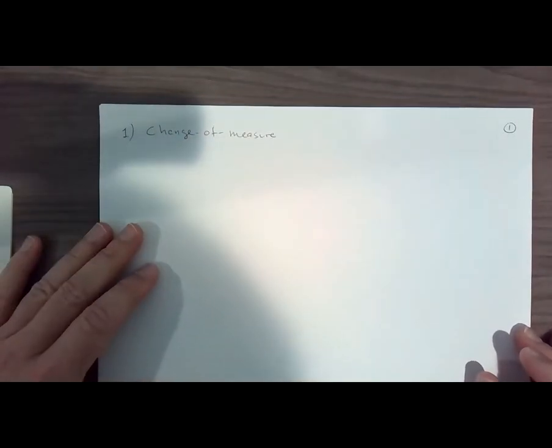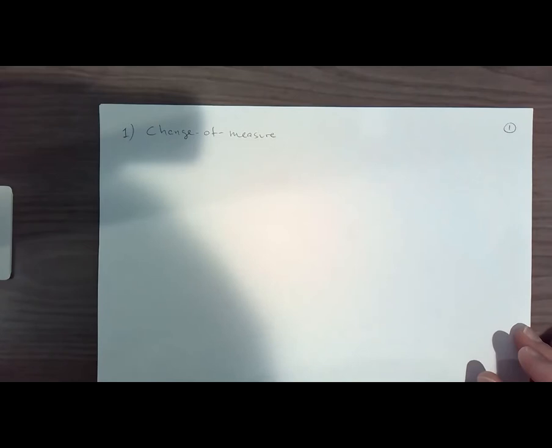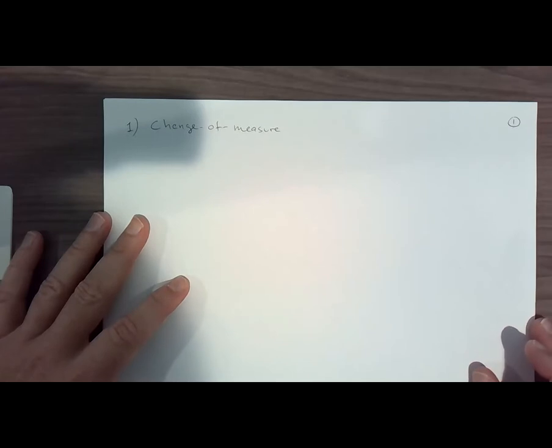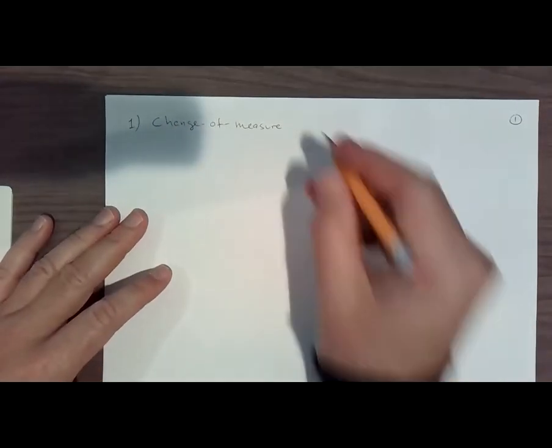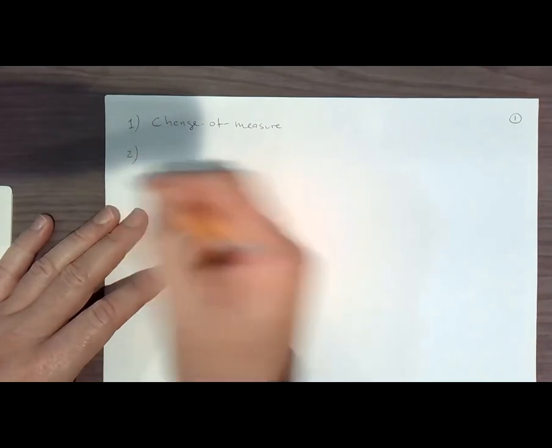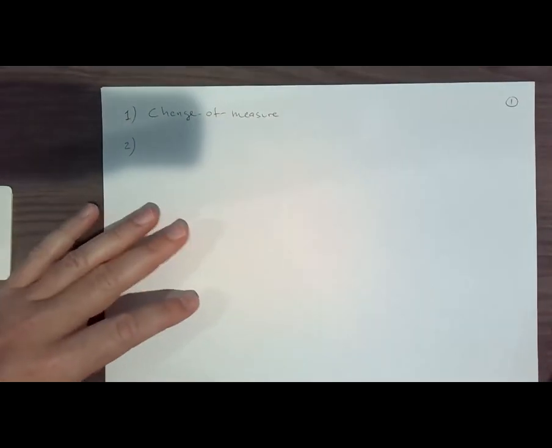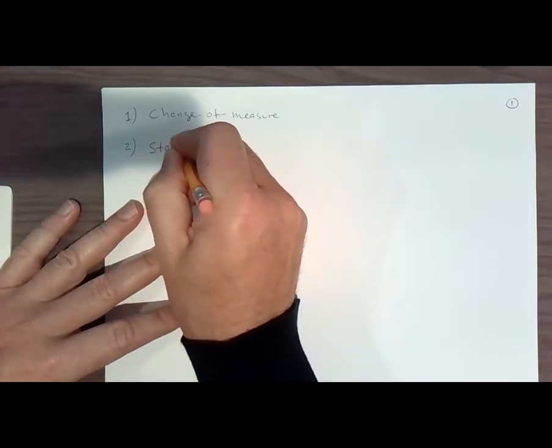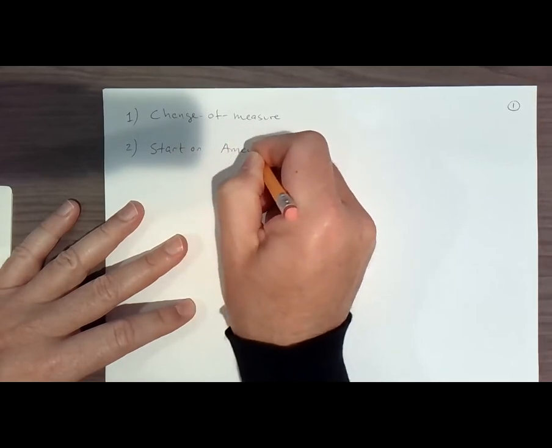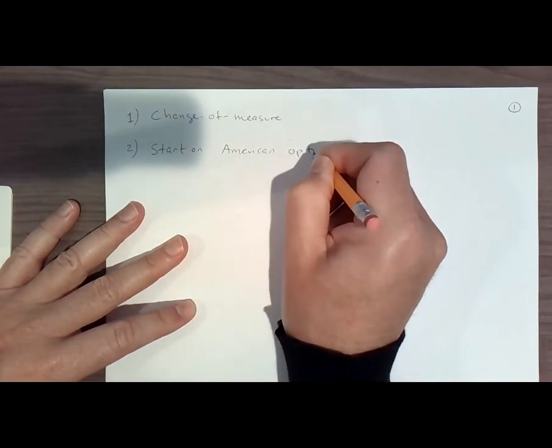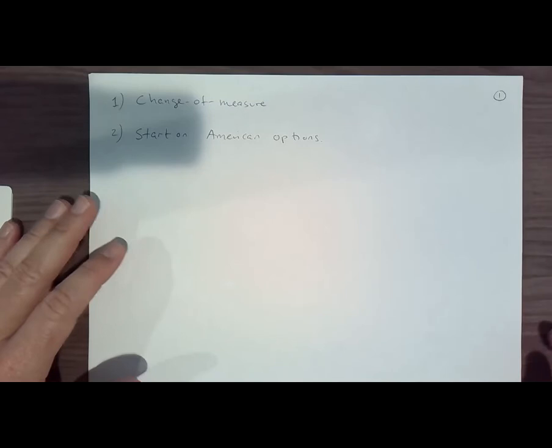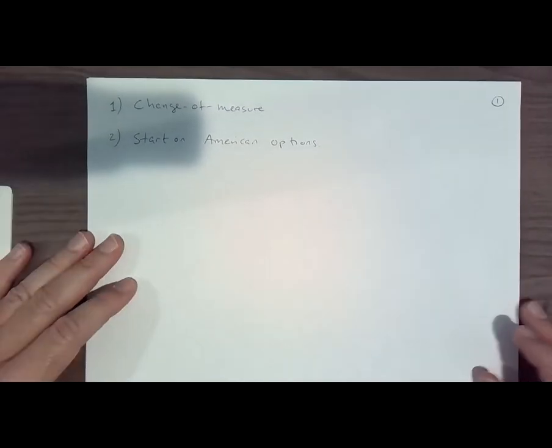I don't want to just put it all out there. This is a difficult topic, and we're going to try to take you through some of the main examples that we're going to be using. So change of measure is the first topic, and then after the break, we'll switch gears and do something a bit different, and we're going to start on American options. Okay, so before the break, we'll do change of measure, and then after the break, we'll do American options.